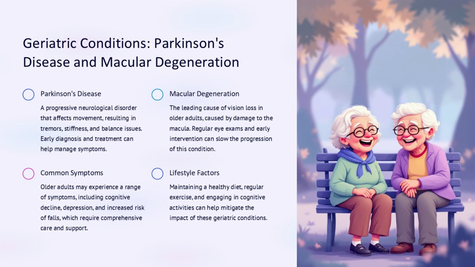Older adults with these geriatric conditions may also experience cognitive decline, depression, and an increased risk of falls. Comprehensive care and support are needed to address these additional challenges. Maintaining a healthy lifestyle through a balanced diet, regular exercise, and engaging in cognitive activities can help mitigate the impact of Parkinson's disease and macular degeneration.